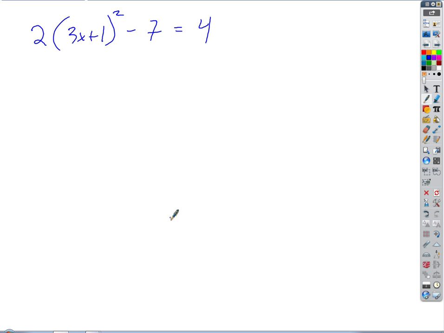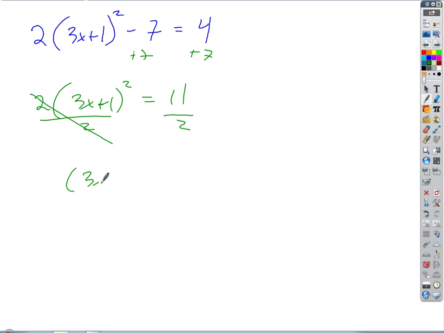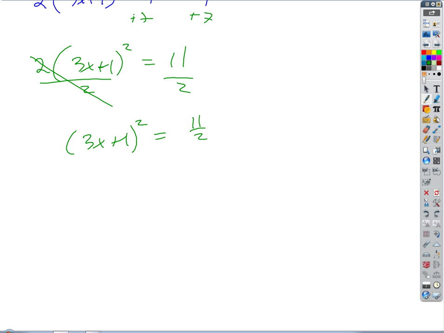Okay, a lot going on there. What do you think? What's the first thing I'm going to do there? Kristen, what do you think? First thing? Add 7. Okay, so first thing, we'll add 7 to both sides, and we'll end up with 2 times the quantity 3x plus 1 squared equals 11. Okay, what's next? Divide by 2. So we get the quantity 3x plus 1 squared equals 11 halves. Okay, now what?